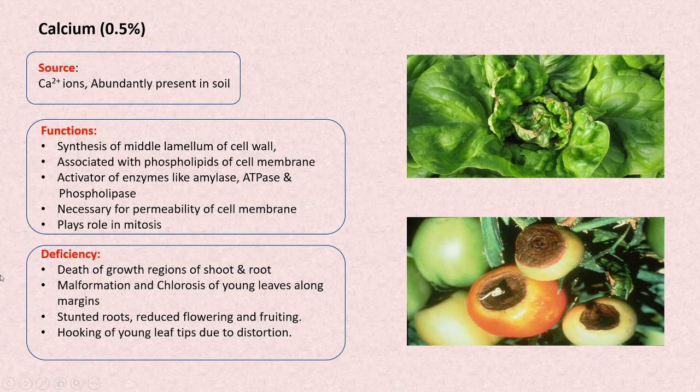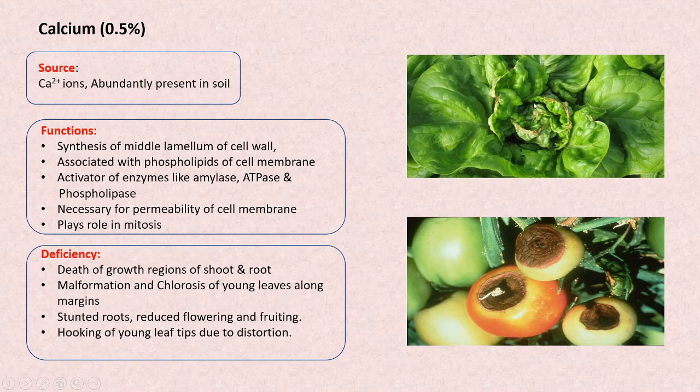And what are the deficiency symptoms? Lack of calcium causes rapid death of growing regions of shoot and root, and malformation and chlorosis of young leaves along margins. You can see here malformation. The leaf loses its actual shape. Okay, so this is malformation.